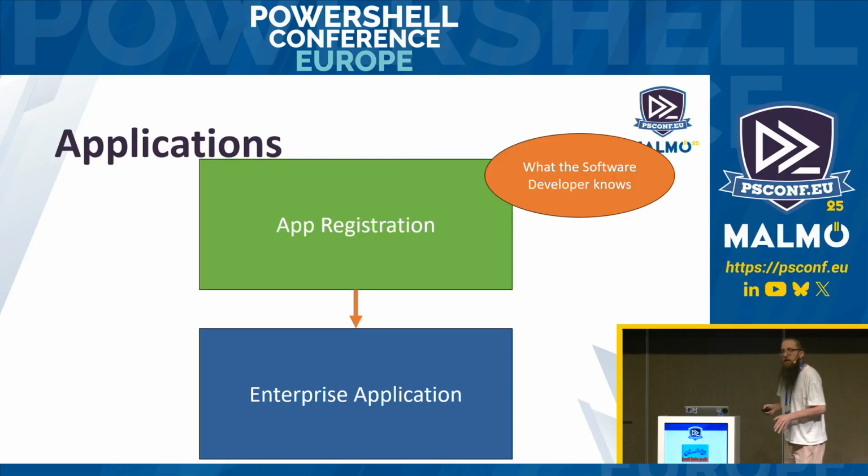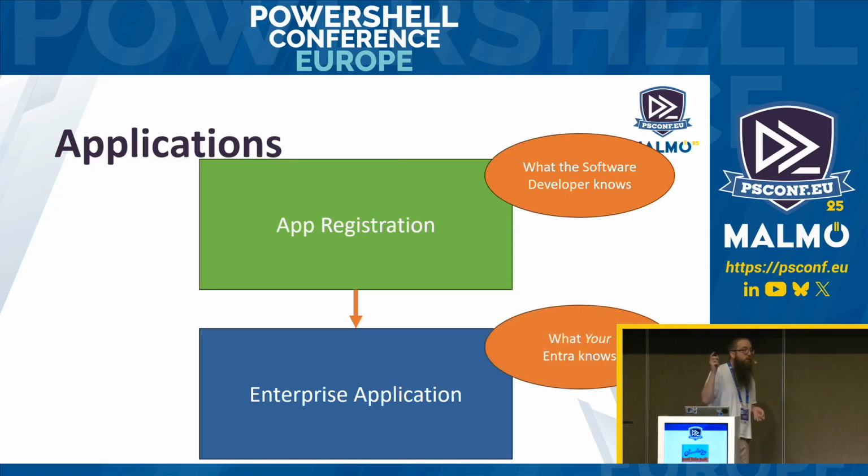Because this is the manifest, the software manifest. These are the rights that I want to have, that I'd like to have. Please give me those rights. Which is also why we need somebody to actually approve or disapprove. The enterprise application? The enterprise application is what your Entra tenant knows about the app. Who's allowed to use it? Who is allowed to authenticate with that? What actual scopes am I granting, as opposed to what the app registration actually wants?